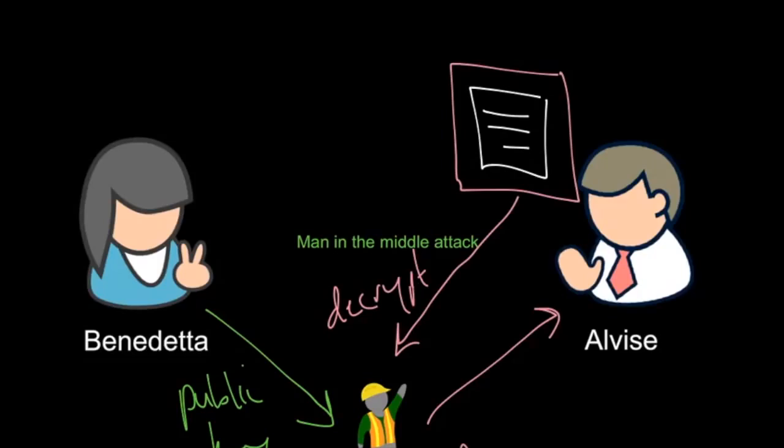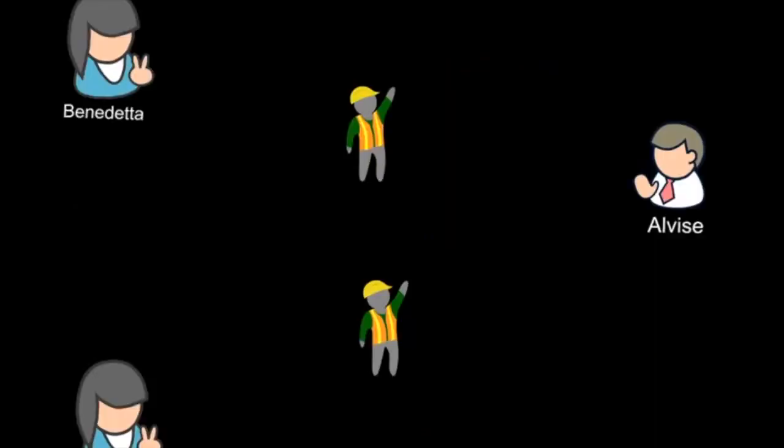Now, as well as being able to read the information, they could potentially change the information, and if they can change the information and then pass it back, Benedetta will receive something which looks like it's come from Alvise, but it maybe has been changed by the man in the middle. Okay, this is an example of a man-in-the-middle attack.